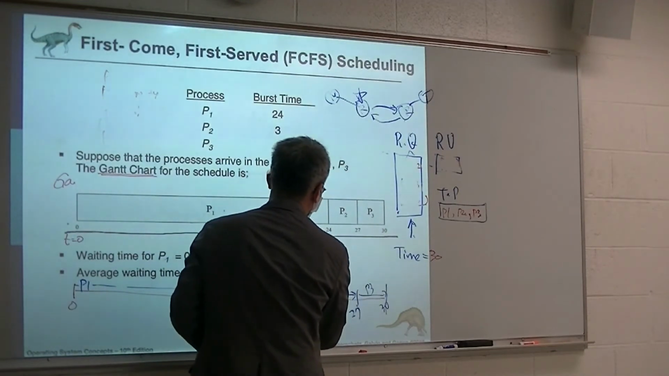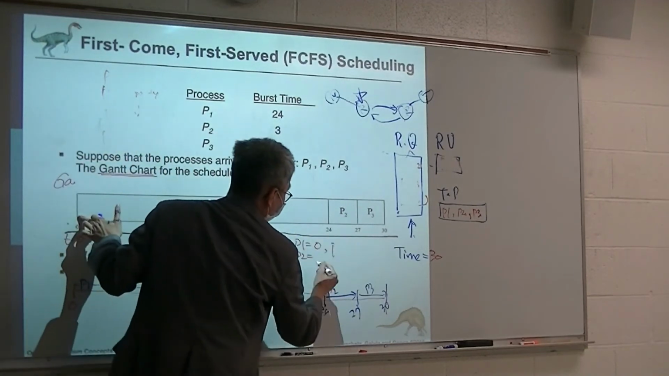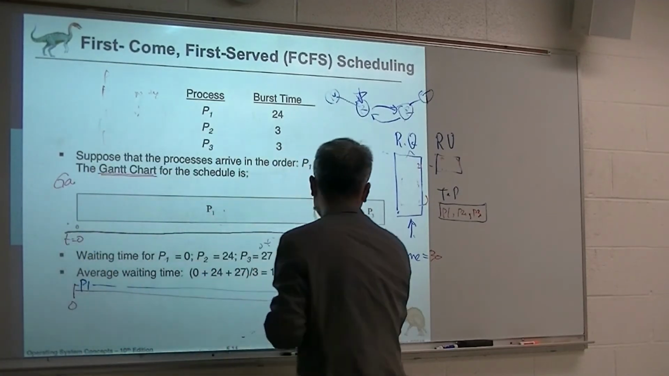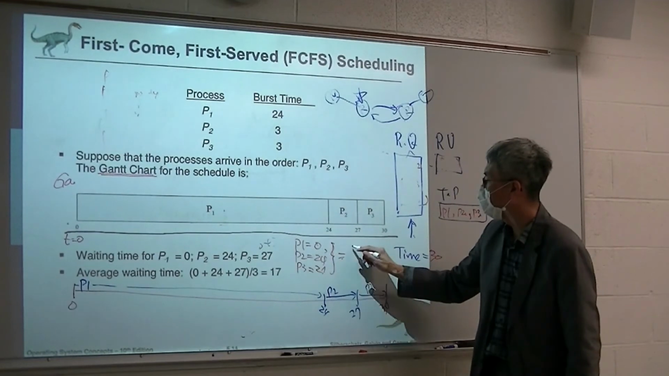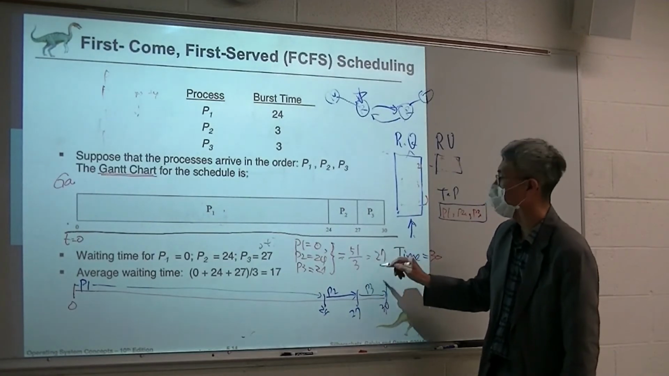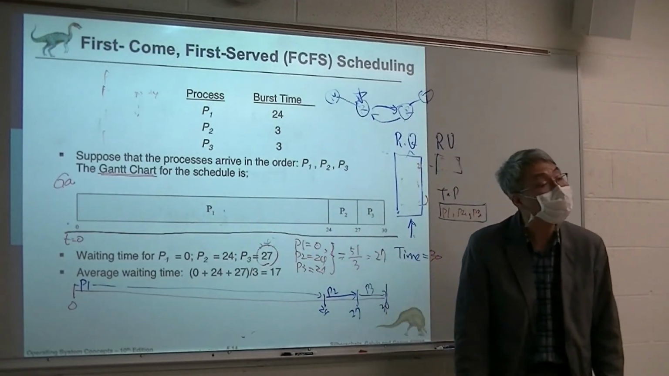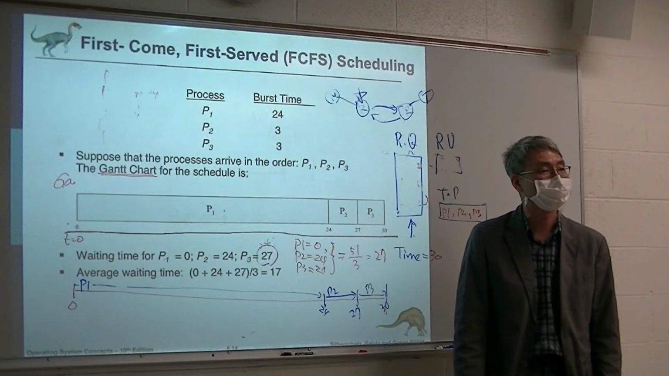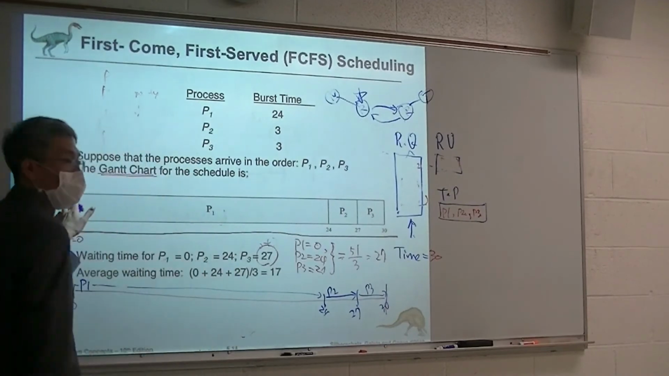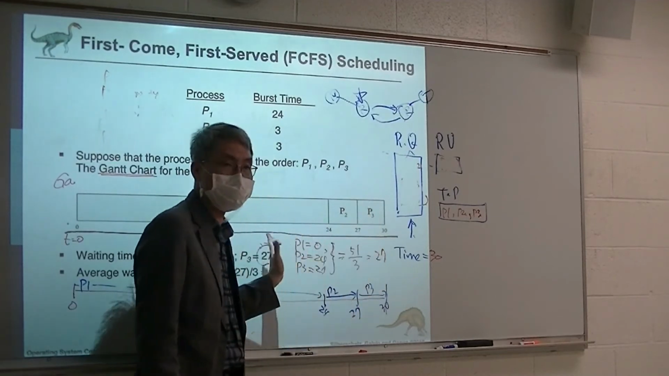What about P2? 24. P2 is started here, but 24. P3, 27. So the average waiting time is: add up 51 divided by 3, so it's a total of 27. So 27 average waiting time. What about the response time? First response, P1, 0. P2, 24. P3, 27. Same as waiting time.